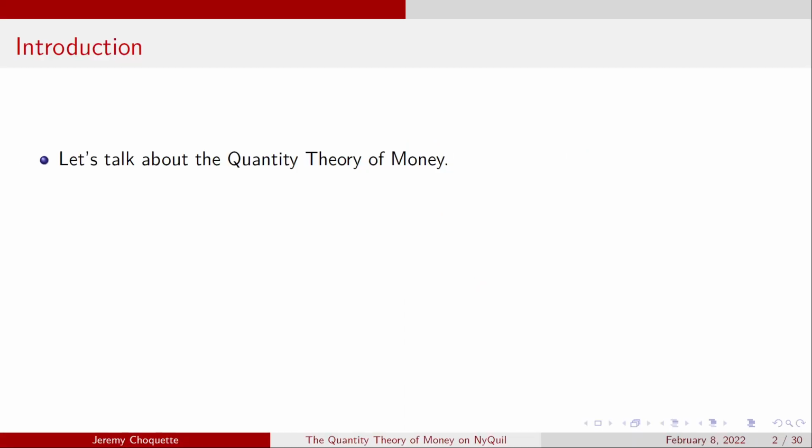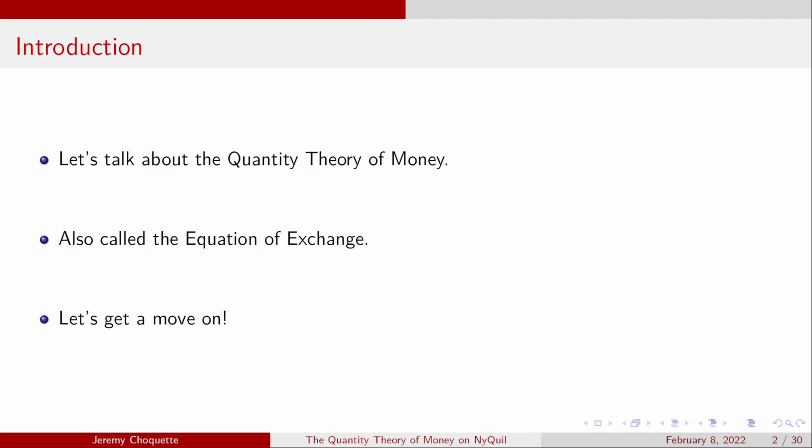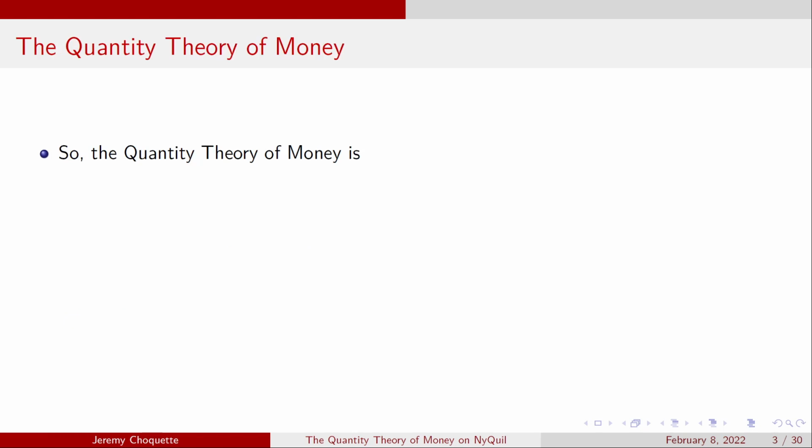Let's get moving. So, we're going to talk about the quantity theory of money. It's also what's known as the equation of exchange, and we'll see why in a little bit. The quantity theory of money is essentially a way of relating the money supply and what's known as the velocity of money to nominal GDP. So equation 1 says M times V equals P times Y. What is all this?